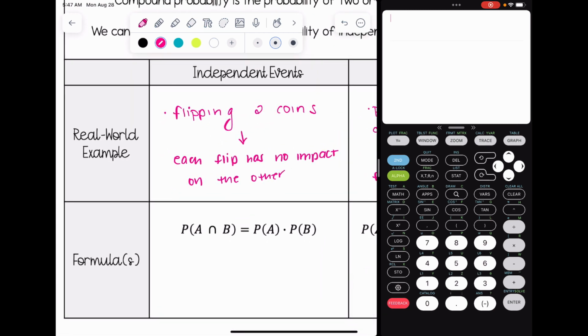My example here is that when we flip two coins, they are independent of one another. That means basically each flip does not have an impact on what happens with the other coin flip. The formula for finding the compound probability of independent events is the probability of events A and B happening. Remember, this is our symbol for and, or the intersection of those two sets, is the probability of A times the probability of B. So remember, we are going to be multiplying here.